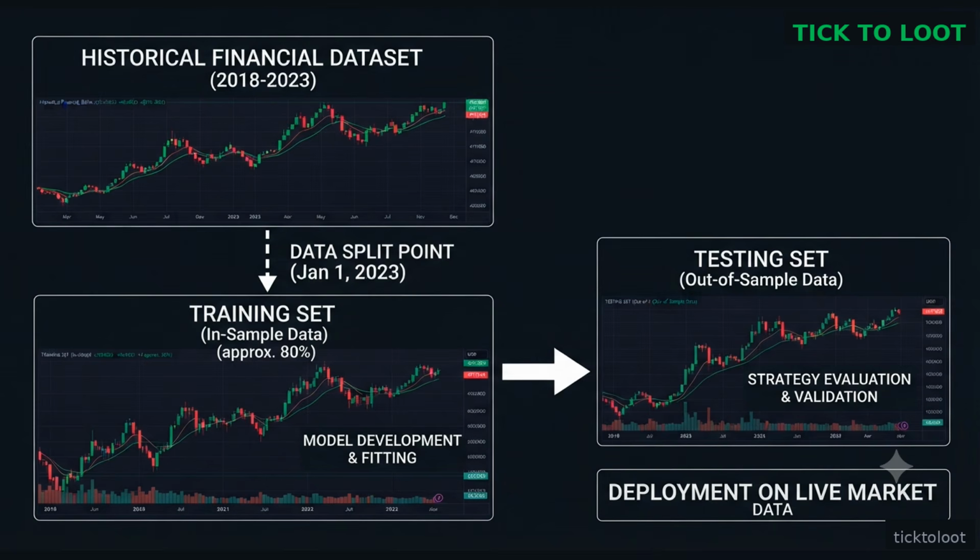The first step is to split your data into two parts, a training set and a testing set. The training set is used to develop and optimize your strategy, and the testing set is used to evaluate its performance. You can use a variety of methods to split your data, such as using a fixed percentage of the data for training and testing, or using a walk-forward optimization approach. Once you have split your data, you can use the training set to develop and optimize your strategy, and then use the testing set to evaluate its performance. By using out-of-sample testing, you can get a more accurate picture of how your strategy will perform in real-world conditions.